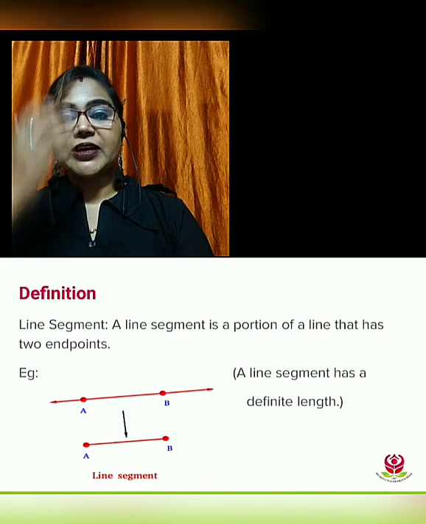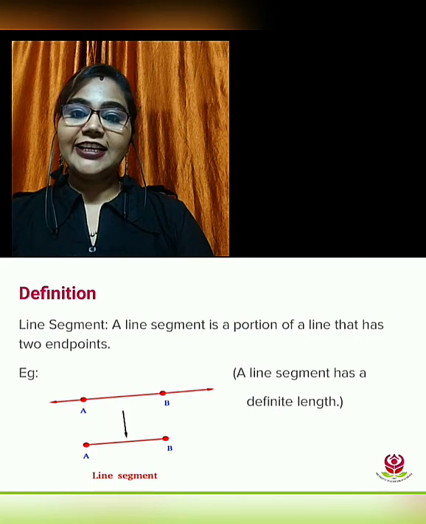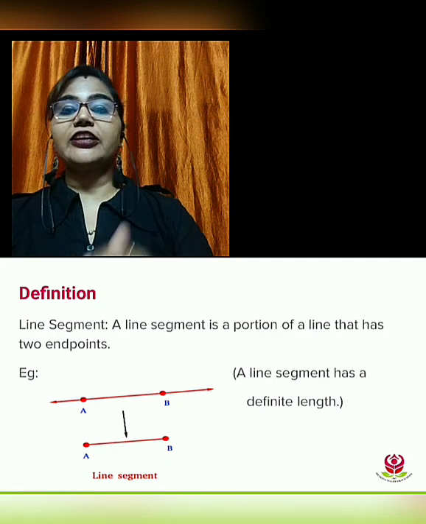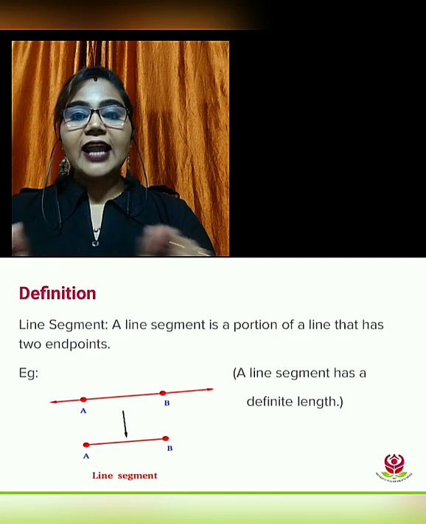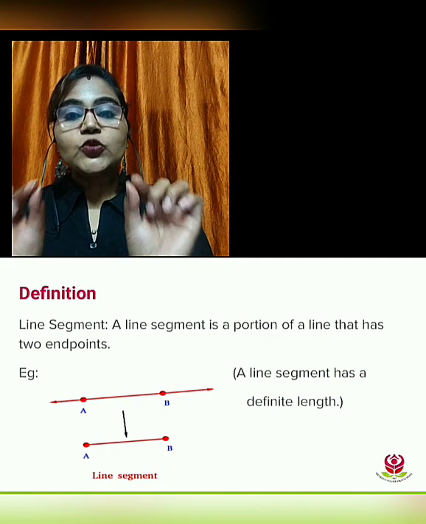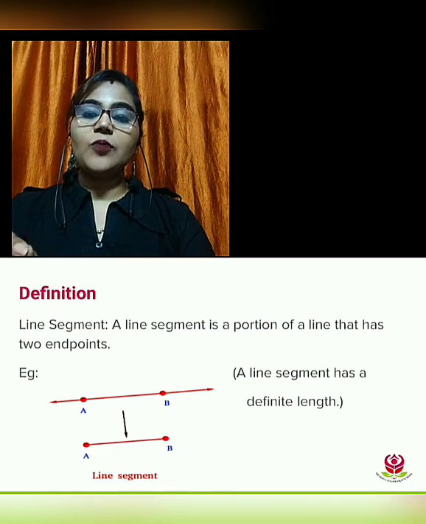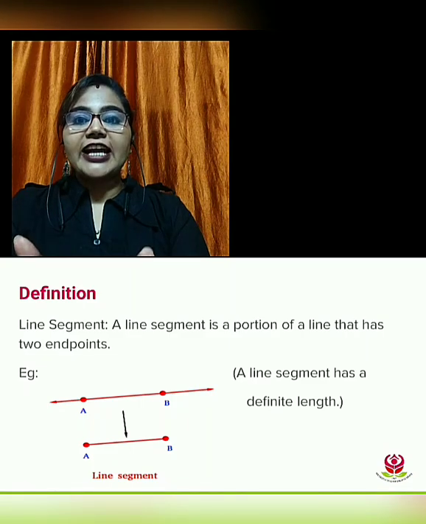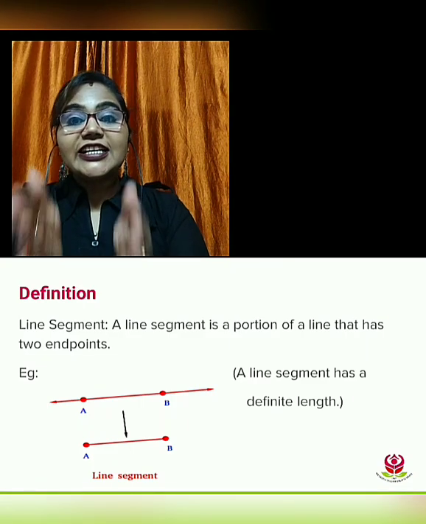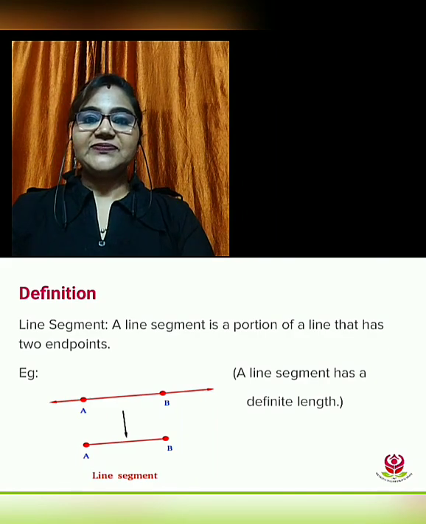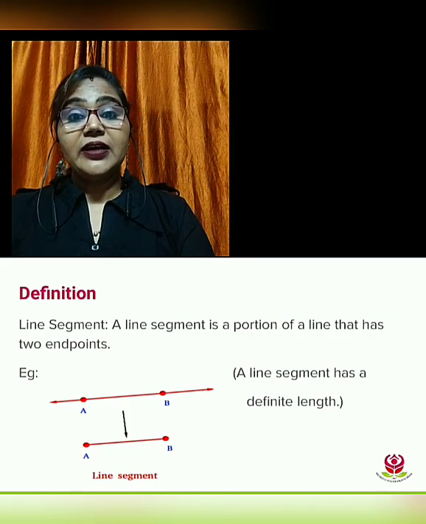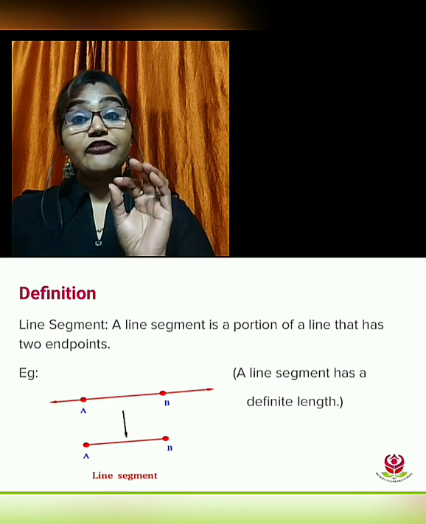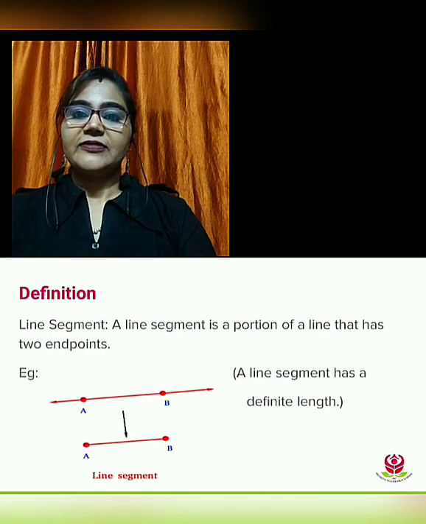A line segment is a portion of a line that has two endpoints. As you can see in the figure here, there's a line on which 2 points are there, that is point A and point B, and that part is taken below. That portion of the line which is taken below is the line segment. Students, remember, a line segment has a definite length. It has a fixed length. Okay?